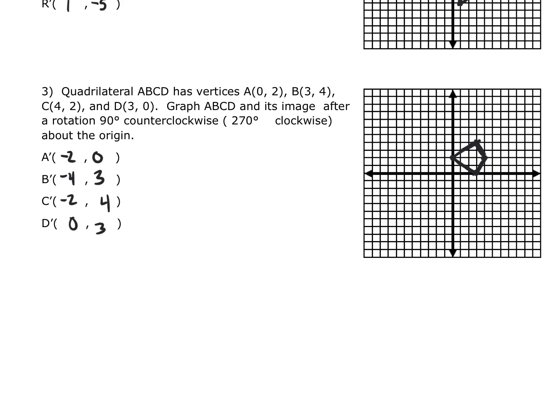So we now have points at negative 2, 0, negative 4, 3, negative 2, 4, and 0, 3. So that is our quadrilateral that has been rotated 90 degrees counterclockwise to the left. So against the motion of a clock.